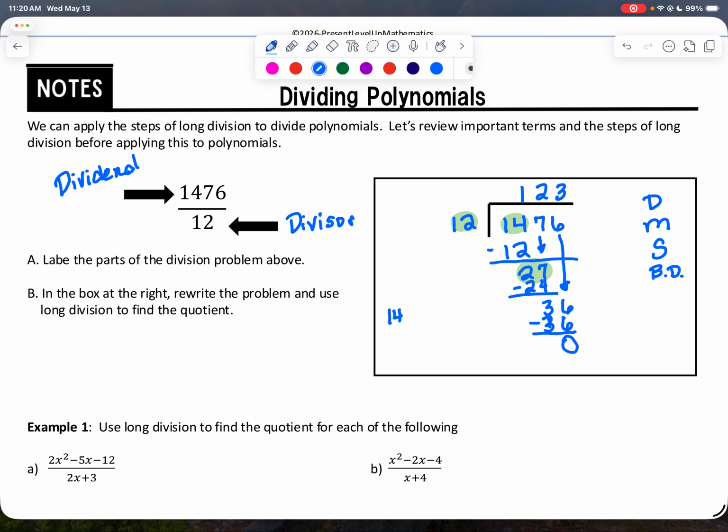So 1,476 divided by 12 is equal to 123. Now this 123 is called your quotient. So we have a dividend, a divisor, and a quotient. All right. Now, polynomial long division works very similar. We're going to use the same steps: divide, multiply, subtract, bring down, and then we'll repeat the process until we're done. Sometimes we'll have remainders and sometimes we won't. So we'll look at both cases, all right?